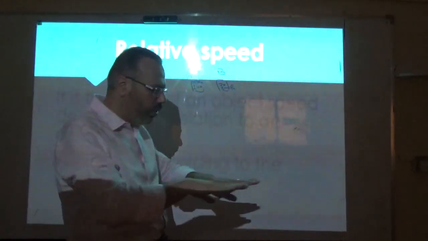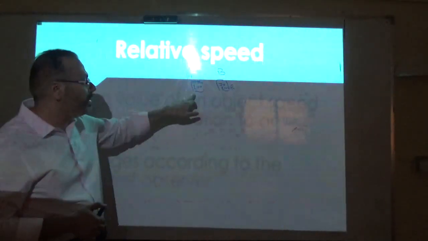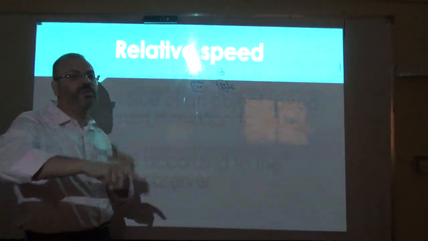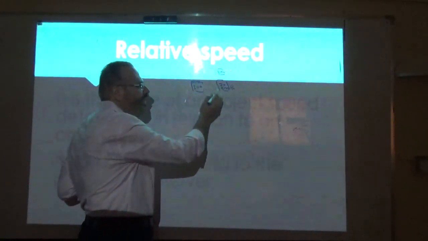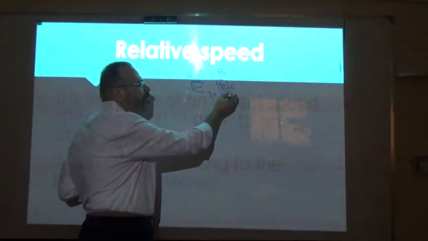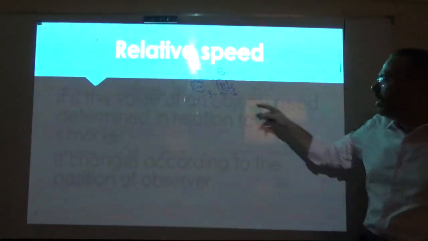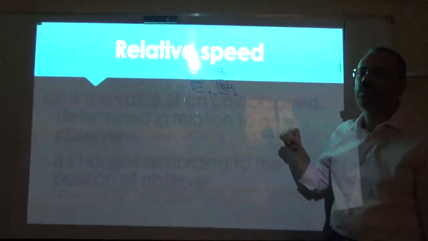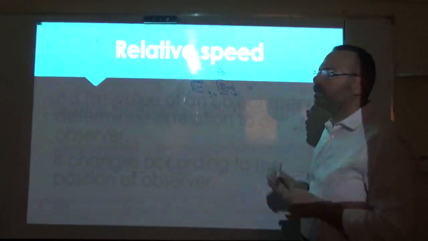Why? Because the two cars are moving together. But in this case, the person can see the speed of car B as the difference between two speeds. He can observe that the speed of this car is 30 kilometers only. So the speed of car B is observed by the person in car A with the value of 30.